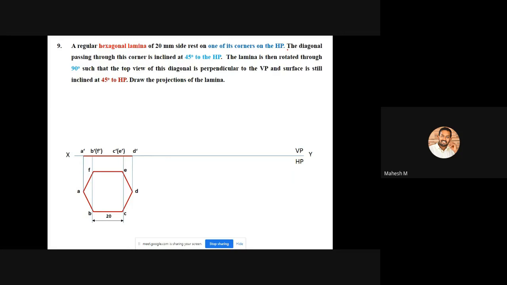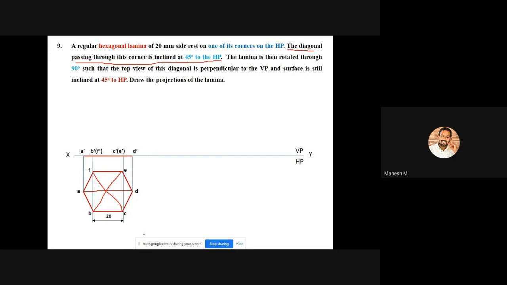The second condition is the diagonal passing through this corner is inclined at 45 degree to HP. For our hexagon, we have 3 diagonals. I will draw the diagonals here. This one is the diagonal, and this one is also another diagonal, and this one is also another diagonal. For a hexagon, we have 3 diagonals. You don't have to mention these diagonals in the diagram. Please remember this.